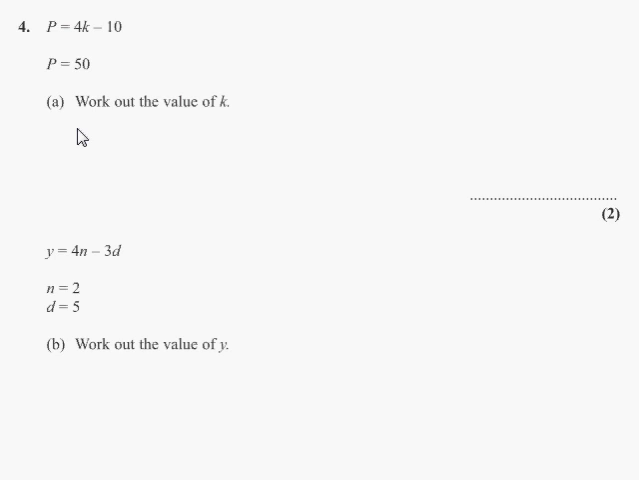P is equal to 4k minus 10. P is equal to 50. It says work out the value of k. K is a letter standing for an unknown number. There are two things you need to know here. K is a letter standing for an unknown number, and 4k means 4 times k. In other words, P is equal to 4 times k minus 10. We know that P is 50.